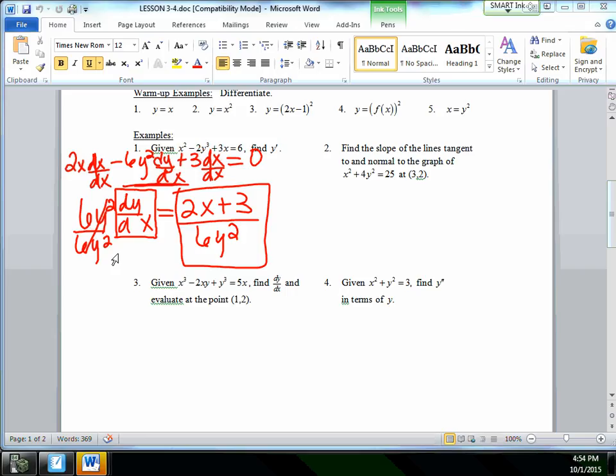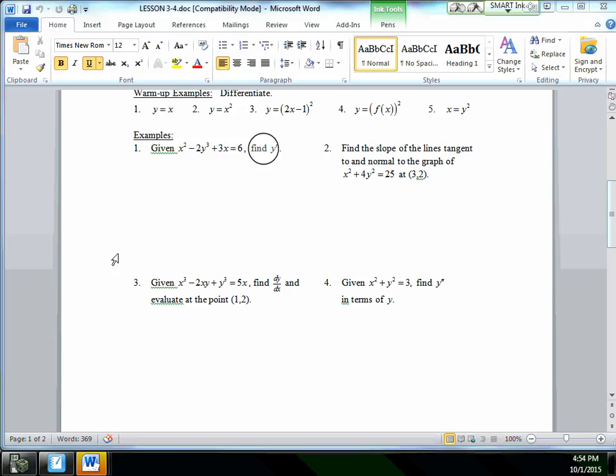Okay, let's look at the next question we have. It says, find the slope of the line tangent to and normal to the graph of that function. So remember, the tangent line is the derivative. The normal line is just perpendicular to the derivative. And we just need to find the slope. We didn't have to write an equation. So we need to solve for dy/dx.